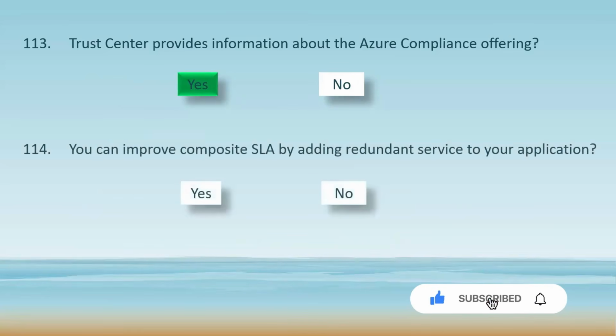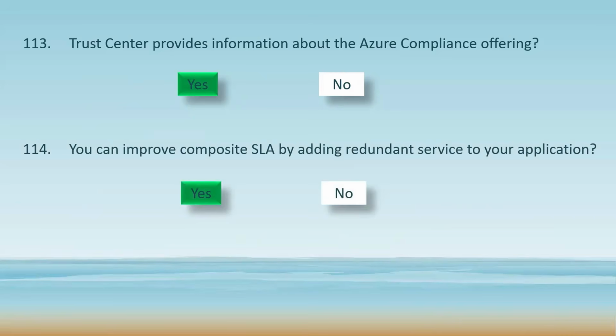You can improve composite SLA by adding redundant services to your application. Again, you need to tell whether the statement is right or wrong. Yes, this statement is also correct.